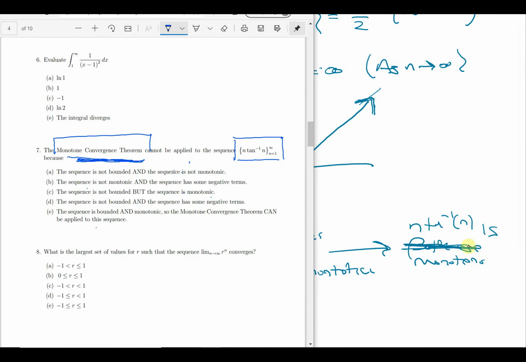So it says not monotonic. Well, it is. The sequence is not bounded, but the sequence is monotonic. That seems reasonable. The sequence is not bounded, which we know, and yes, we're relating it to the definition. It says the sequence is bounded and monotonic. Well, it's not bounded. So we know it's not bounded, but it is monotonic.